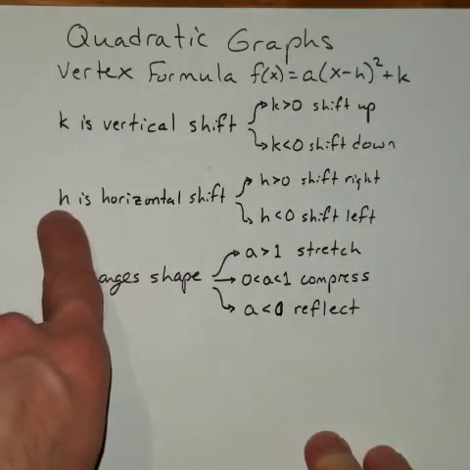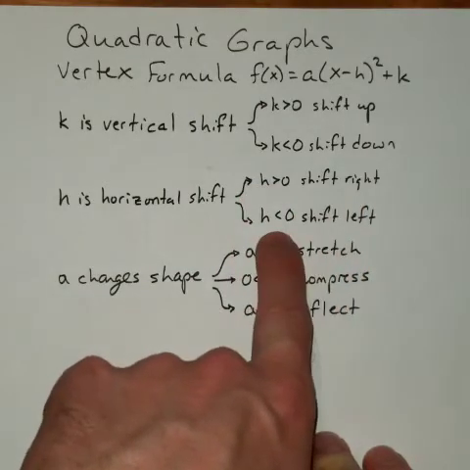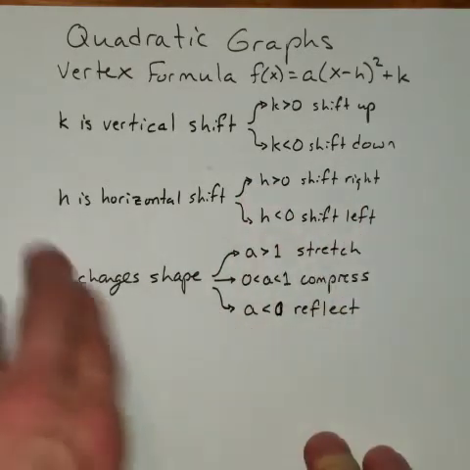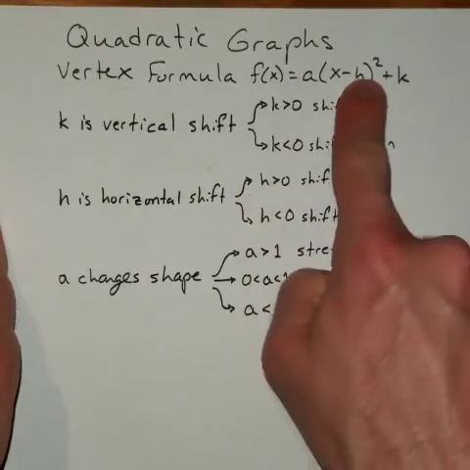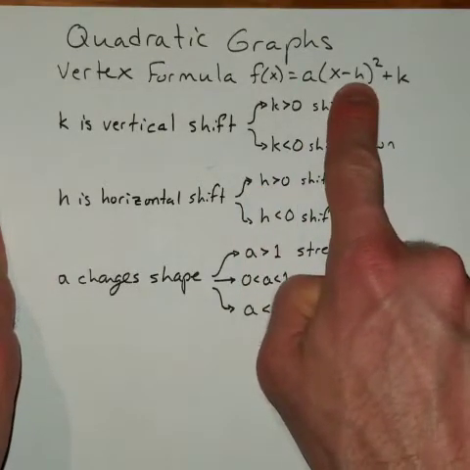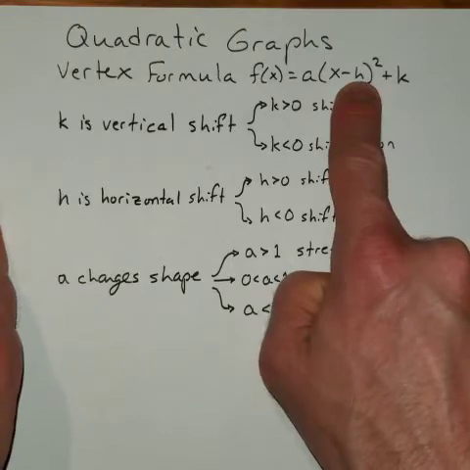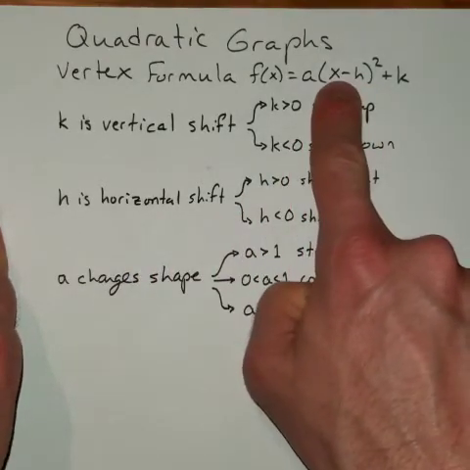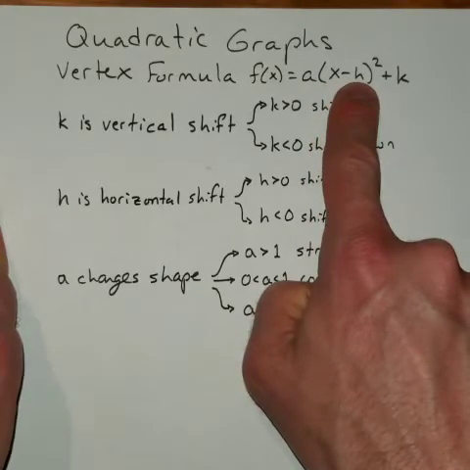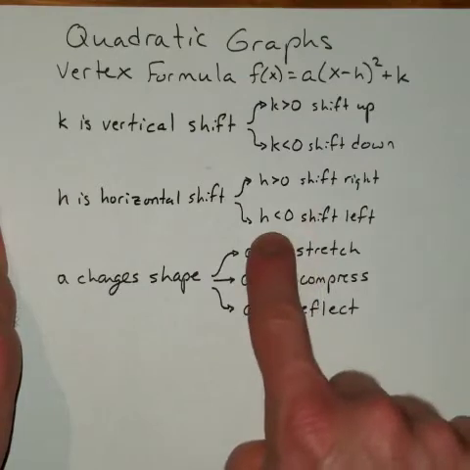You also have the horizontal shift h. When h is positive, you get a shift right. When h is negative, you get a shift left. But remember, this is the tricky part, that h is the opposite sign of what's in the parentheses. In the parentheses, you have negative h, which changes its sign. Okay? So if h is positive, then in the equation you would have x minus h. So that's where the sign changes. But again, h positive shift right, h negative shift left.